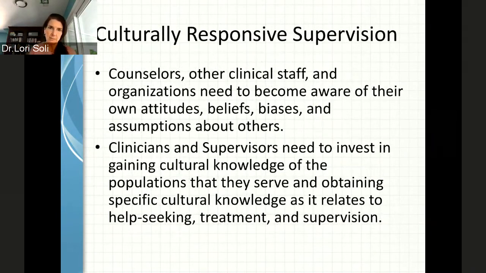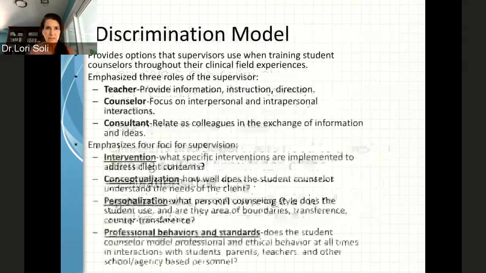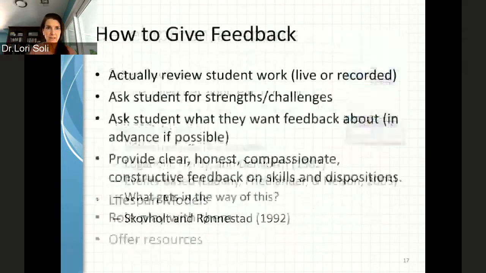I'm going to move ahead here a little bit, and I'm going to move ahead again.